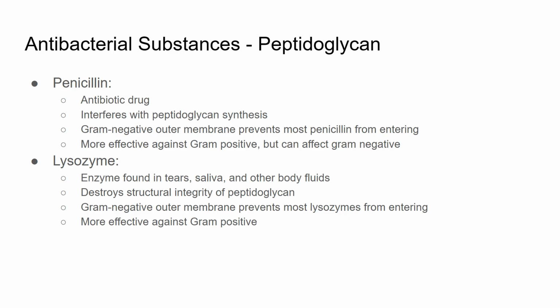So this means that growing gram-positive cells are most at risk. Gram-positive cells are typically going to be more affected by penicillin because gram-negative cells' outer membrane prevents most of the penicillin from entering. So gram-negative is naturally a little protected from penicillin or other drugs of that class.